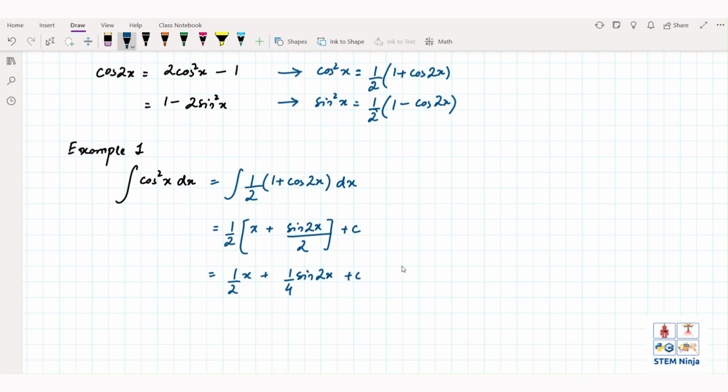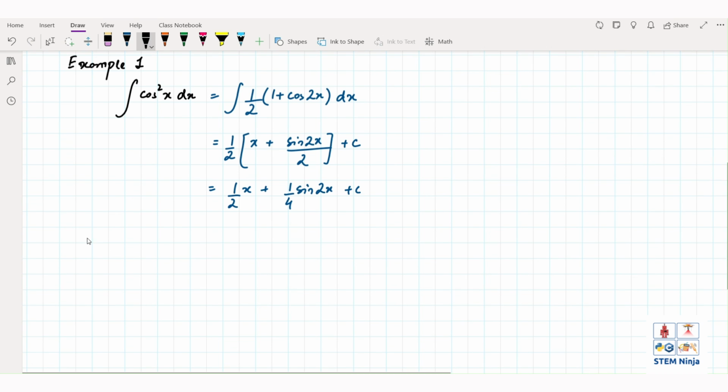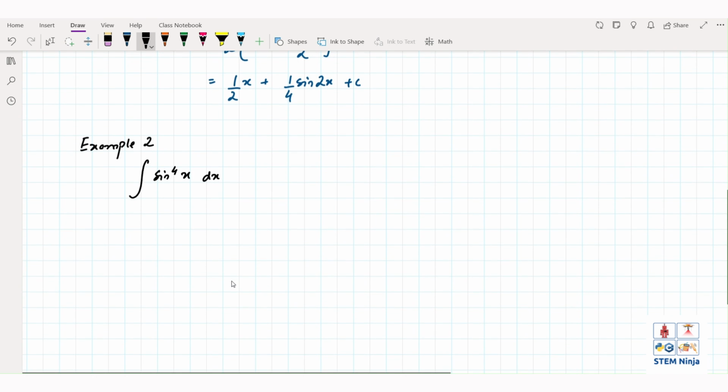The process for sine squared will also be very straightforward. However, let's up the difficulty and do raised to power 4 for sine. Again, cos raised to power 4 would be very similar. So sine raised to power 4 x dx. Now, to expand this, we need to first expand sine raised to power 4 separately. We know that sine raised to power 4 x can be written as the square of sine squared x.